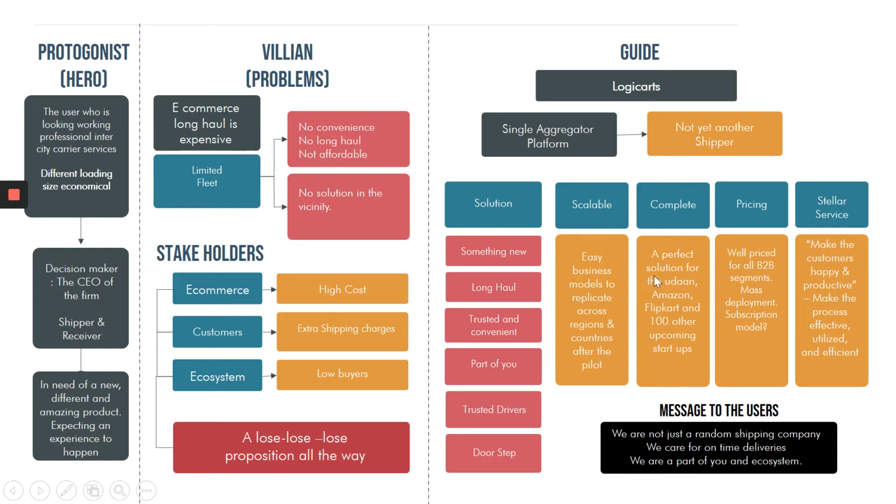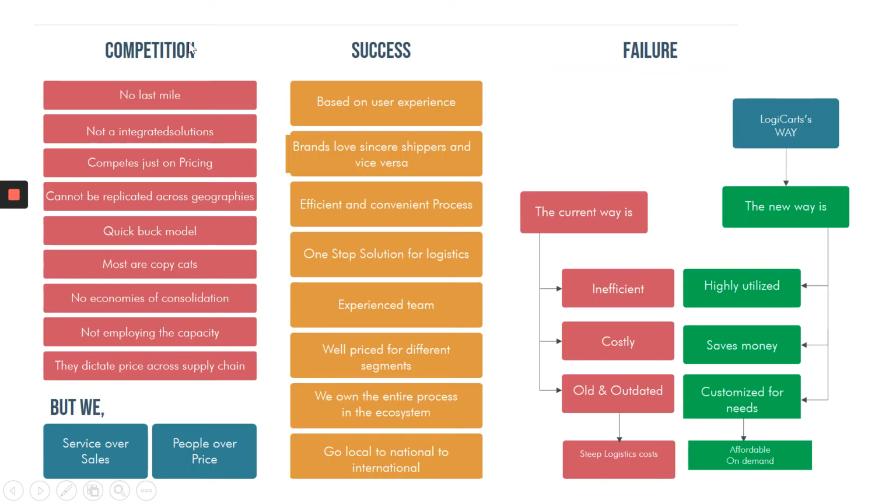So we need to tell them this is scalable, and why this solution is complete. And if you're competing on price, tell them that this is the right price for retail, wholesale, etc. And if you're competing on service, please mention that. And this should be the message to the users or investors. And discuss the competition, why they'll not be able to win over you, because most copycats don't have economies of consolidation and they are not an integrated solution, but you are different. So what are your successes, what are your hits and misses so far, why is the current way of handling the consumer's problem not working out, and how will your new way be successful. So this is the storyboard.